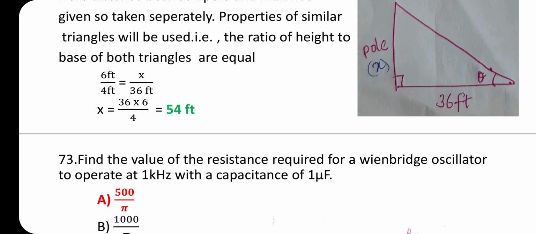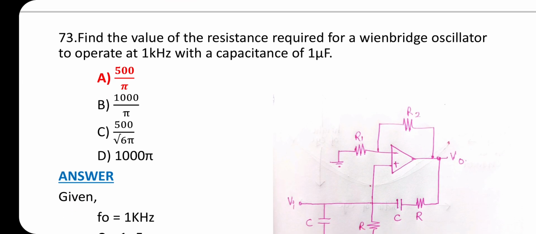We need to calculate the value of x. So rearrange the equation, we get x equal to 36 into 6 divided by 4. After solving, we will get an answer of x equal to 54 feet. 73.